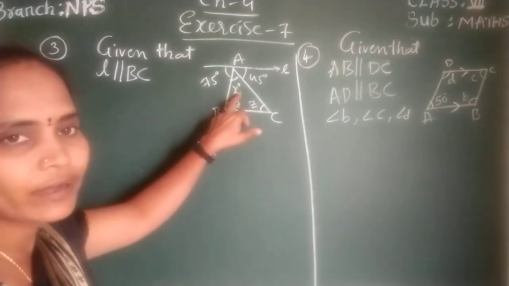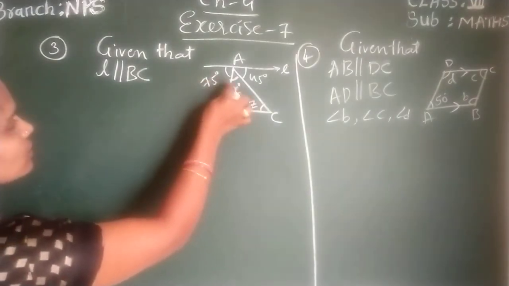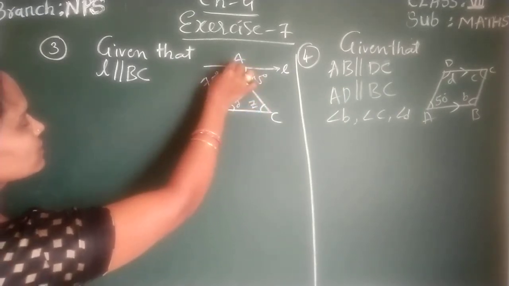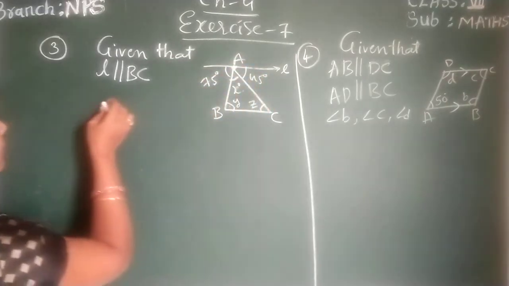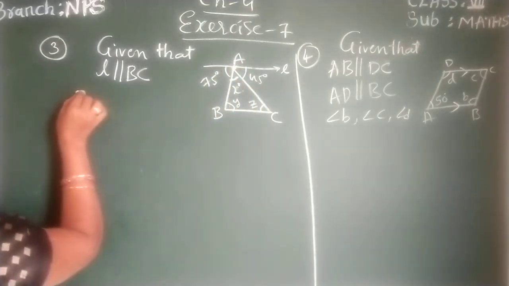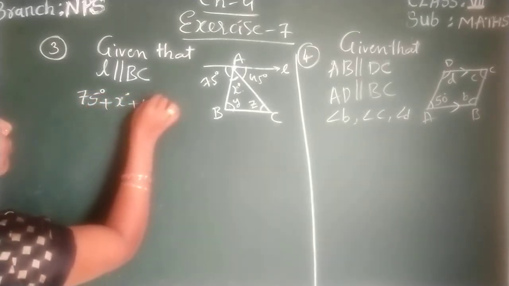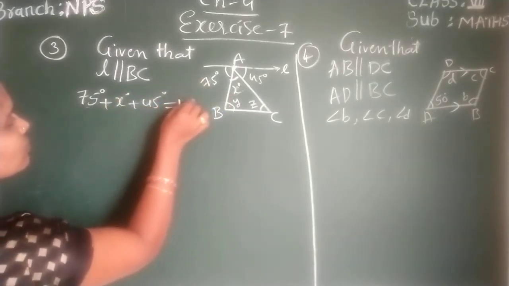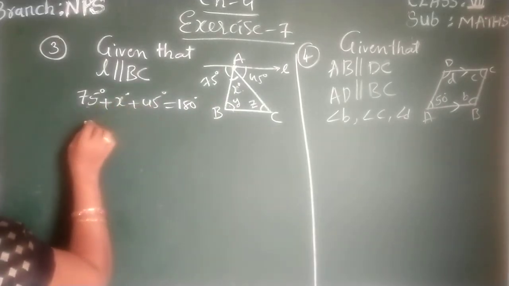First, let us see how to find the x value. See here, sum of angles at a point is 180. Yes, we should take it as 180. Sum of angles at the point. So we should take the sum of angles: 75 plus x plus 45 is equal to 180 degrees.